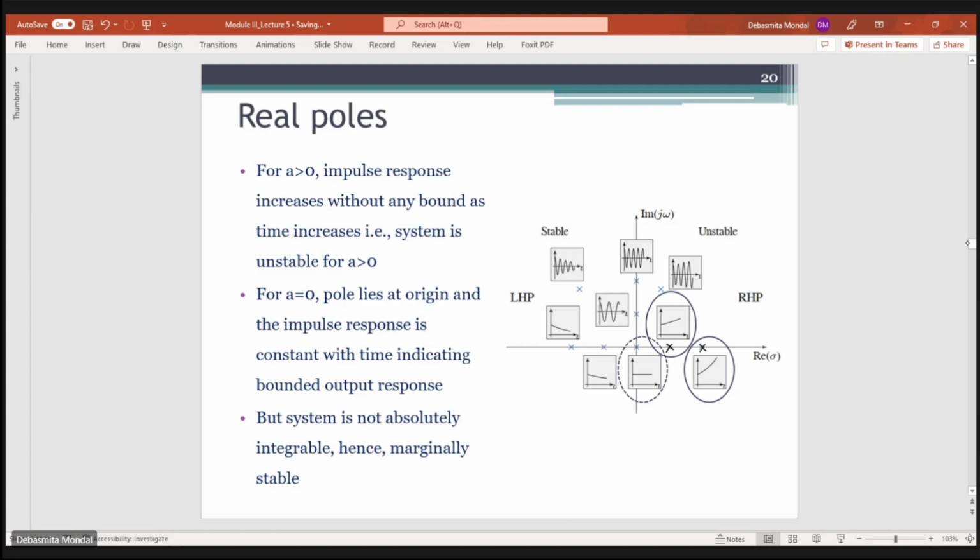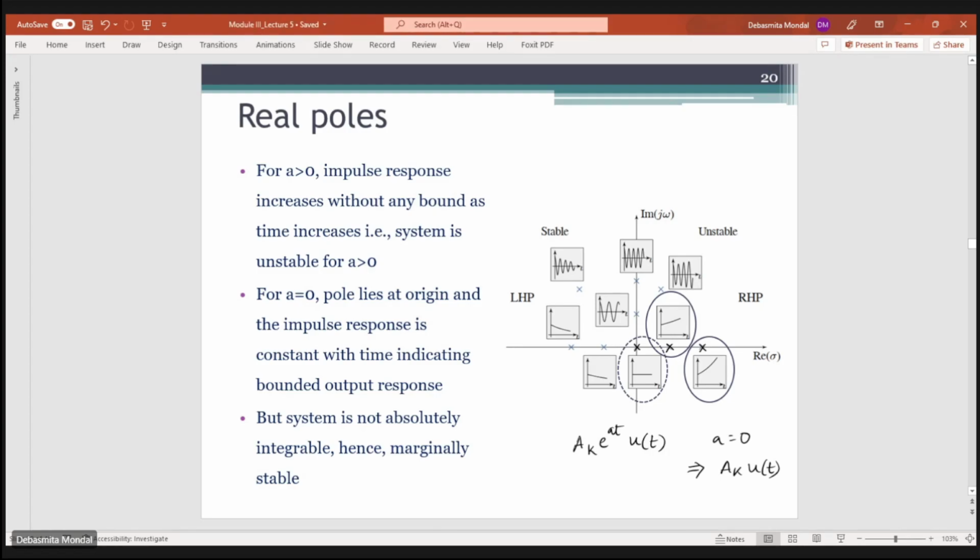Now, the third case is that the pole lies at the origin. So if the pole is lying at the origin, the expression was something like ak e to the power at into u(t). So for A equals 0, you will have just ak into u(t). So you will have a constant output, which is given by this. u(t) is basically the step. So you will have a constant output.